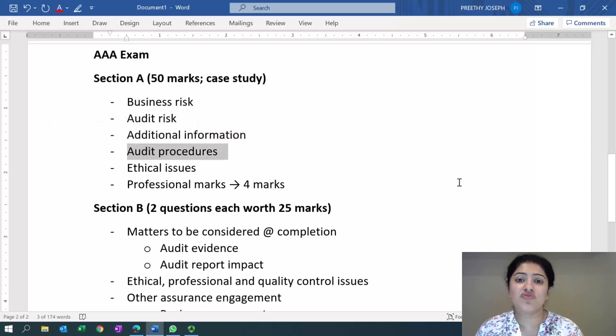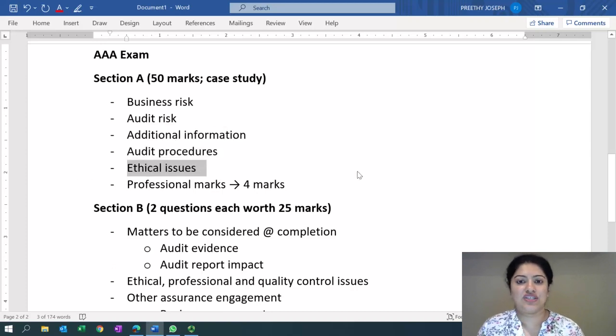Audit procedures, guys, from the audit risk that you have identified, maybe 1 or 2 account balances or class of transaction the examiner may pick up, and then they will ask you to design audit procedures, like, for example, audit procedures on goodwill or audit procedures on, let's say, impairment of a particular asset, or it can be revaluation of PPE. It can be anything that we're talking about.